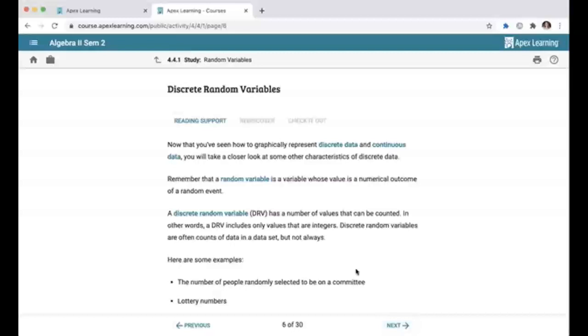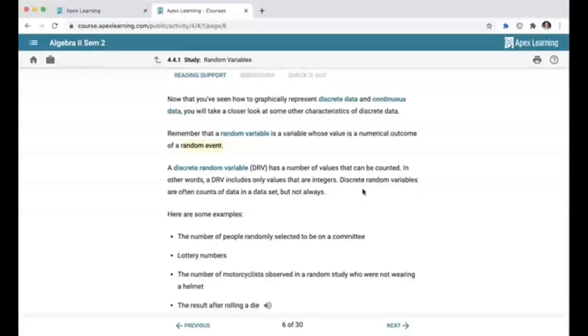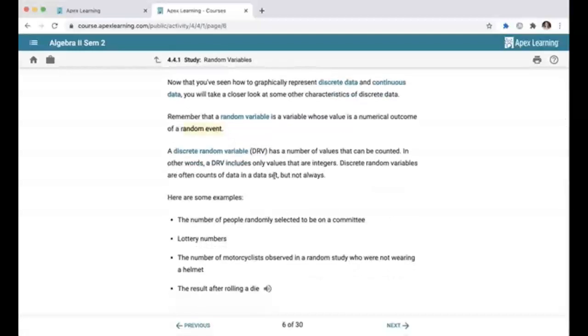But if we look here, we're looking at random variables. Again, it's the outcome of a random event. So some random event causes a numerical outcome. Now if we look at this thing called a discrete random variable, it has a number of values that can be counted. In other words, discrete random variables include values that are integers.